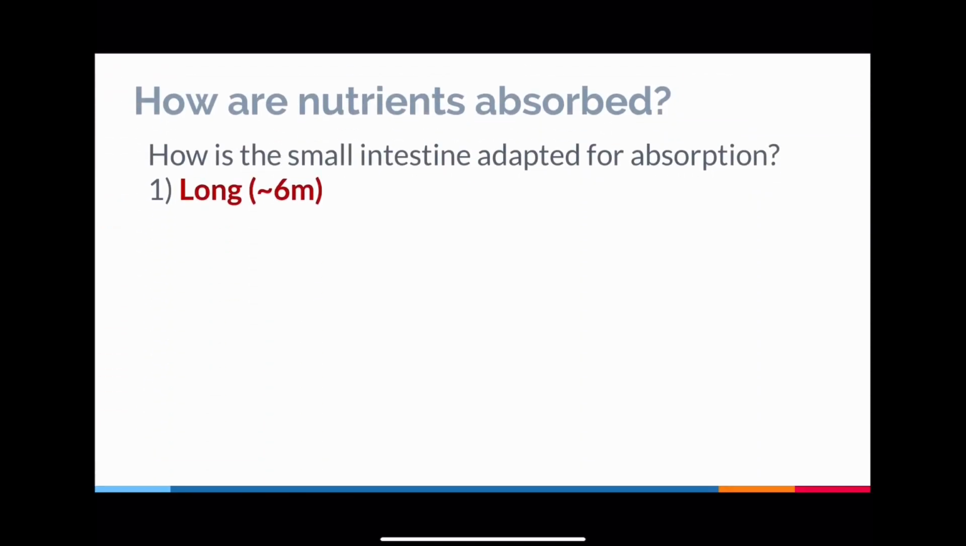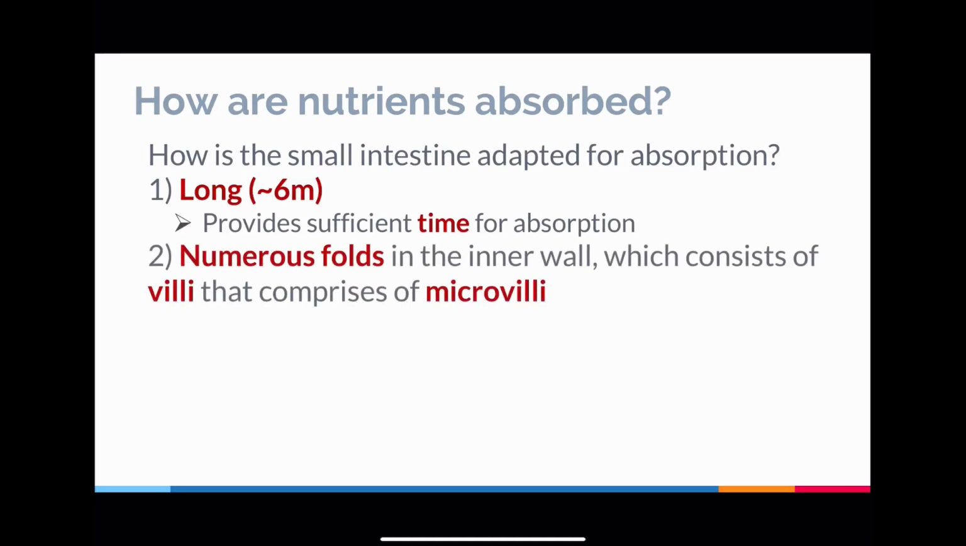So how is the small intestine adapted for absorption? There are a few special features of the small intestine. Number one is long. Being long allows the small intestine to provide sufficient time for absorption to happen, which means that the food wouldn't pass through the entire small intestine very quickly, allowing the nutrients to be absorbed slowly.